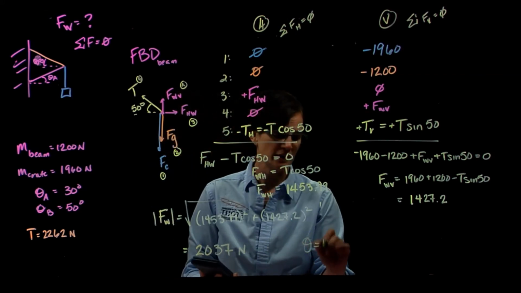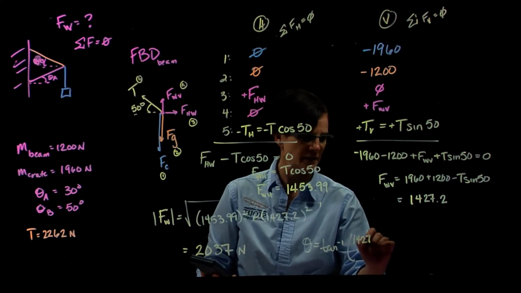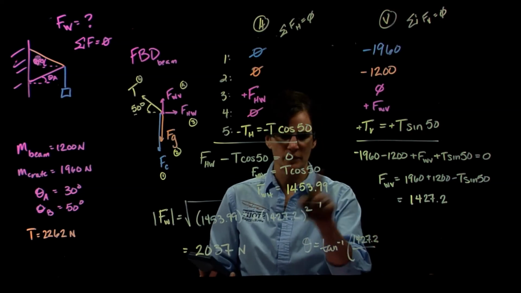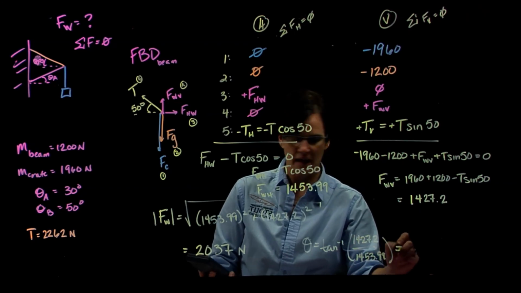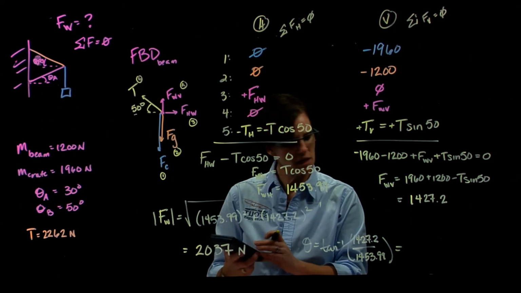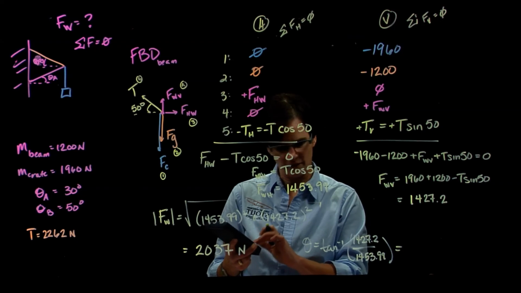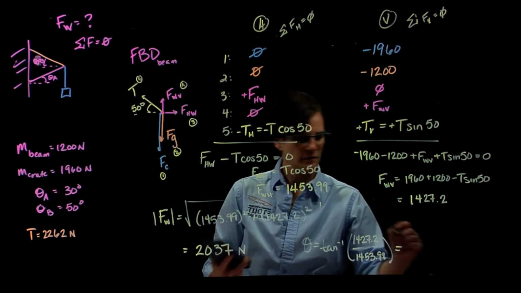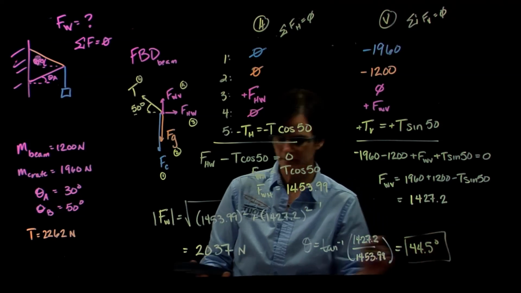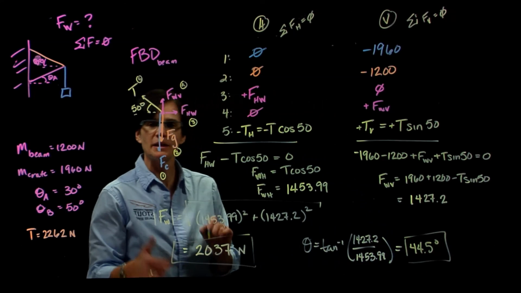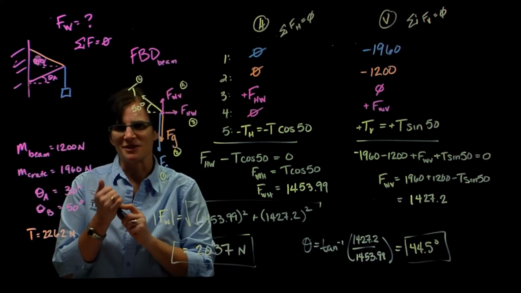And my angle is the inverse tangent of the y component, 1427.2, divided by the x component, 1453.99. And that gives me 44.5 degrees. So that gives me the magnitude and direction of the force that that pin is exerting on the beam.